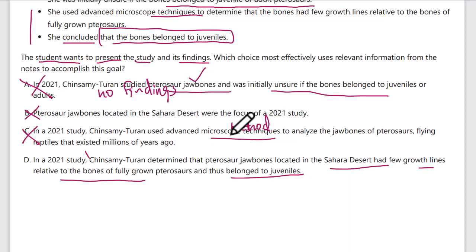So here's the study. We're introducing it. Here's the findings. It was juveniles. That's your answer. D is the correct answer. Remember, every study has a purpose, a hypothesis, a method, and a finding. Make sure you're focusing on the right part relative to the condition of the question.